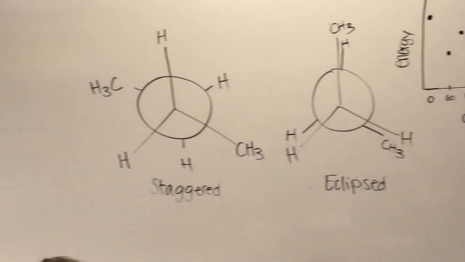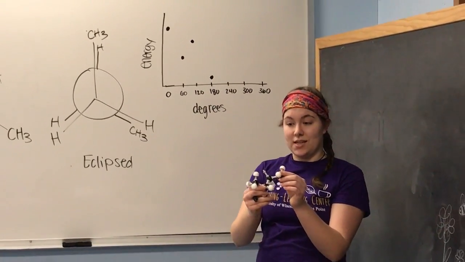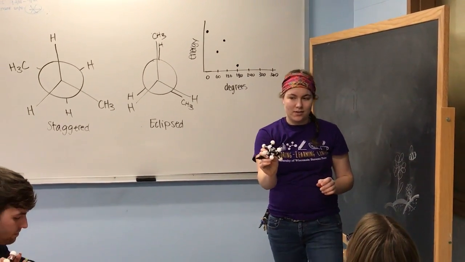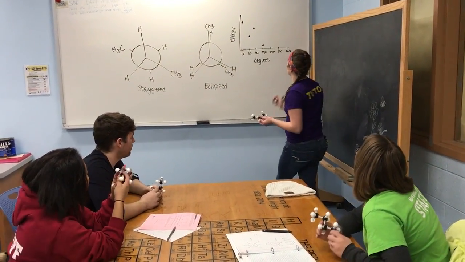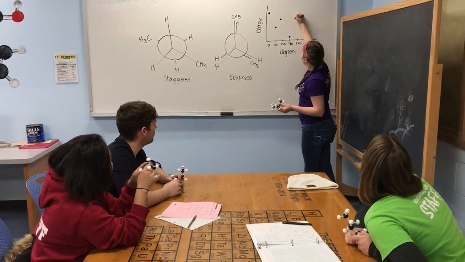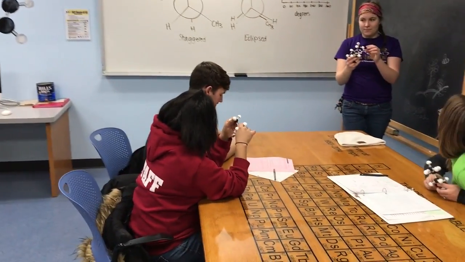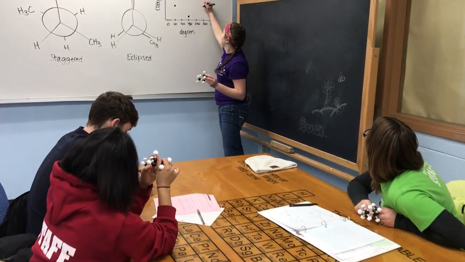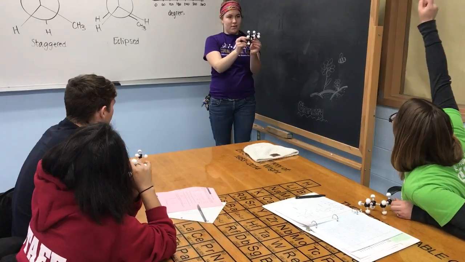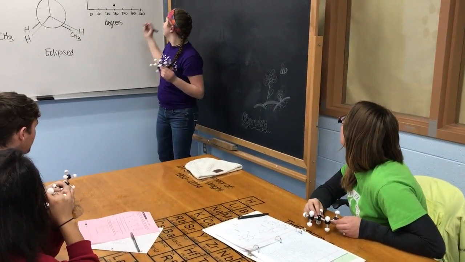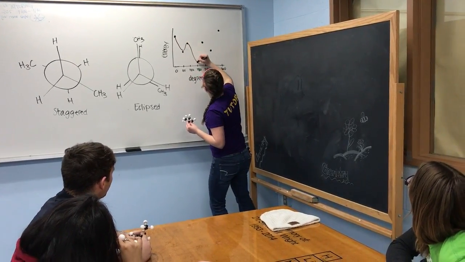Now, when we rotate another 60 degrees, are we back to where we started? It's eclipsed. Where are the methyls? It goes up again. Yep. So we're about here. Our next 60 degrees, we have back down again a little bit. And finally, our last staggered one. Super high. Yep. So our line goes about like that.